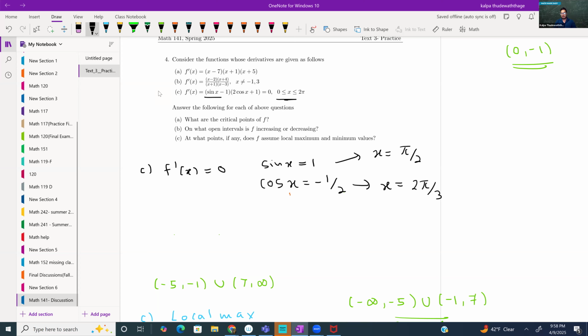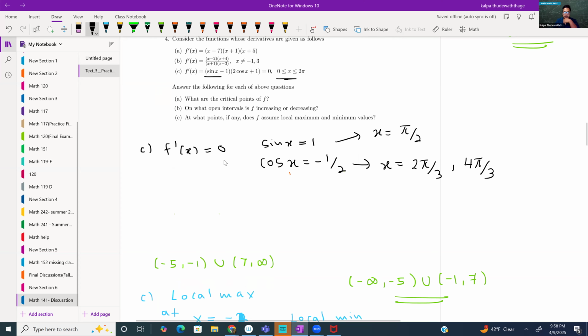At 120, cosine 120 is minus half. And the other one is 180 plus 60, which is 240. So those are the critical points. But in this case, again, you have to think about what is happening in between. You can go ahead and take the second derivative if you want, but I think it's clear that you can plug in values. This is my 2 pi over 3, which is 120. Oh, I have to put 90 first. 90 is the smallest number.